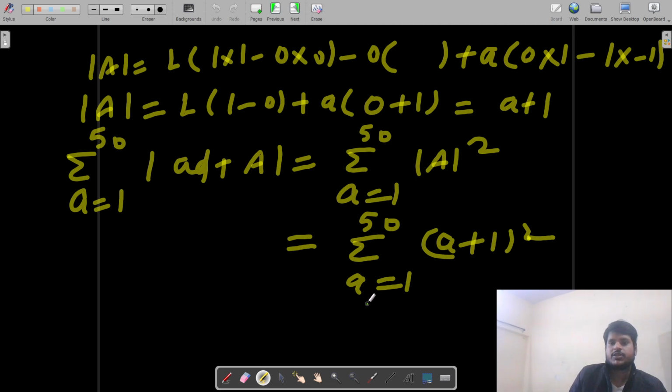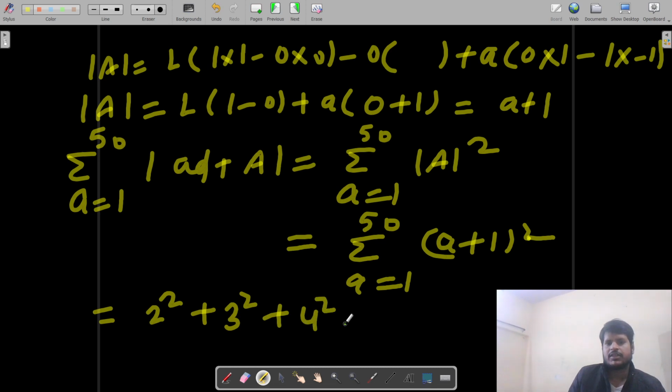Now put a is equal to 1, 2. For a equal to 1 we have 2 square, a is equal to 2 we have 3 square, a equal to 3 we have 4 square, a equal to 4 we have 5 square. So this sequence will work. Now the last digit 50, so this becomes 51 square.